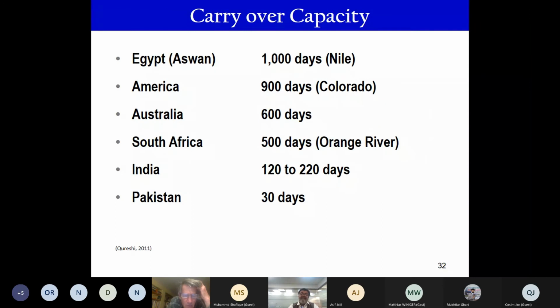Here you can see the carryover factor for the storage. Pakistan has only 30 days of storage. However, in India, it's 120 to 220 days. And in the US, there are 900 days because they have the Hoover Dam, and that Hoover Dam has a large capacity, so they can store water for 900 days. And we really have very little storage capacity.